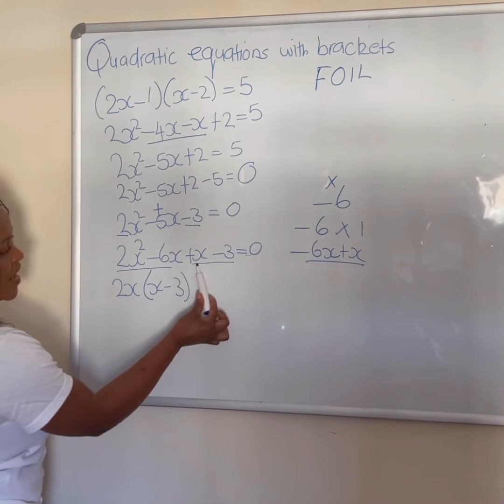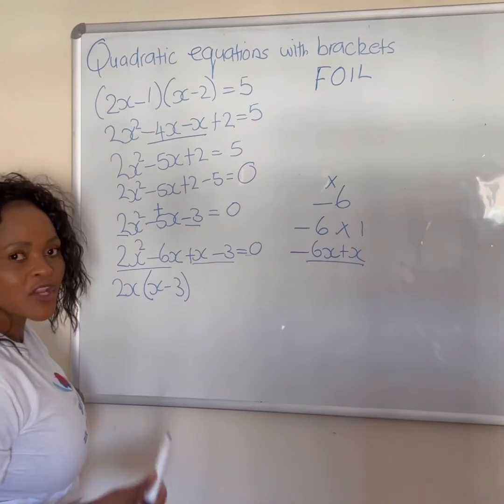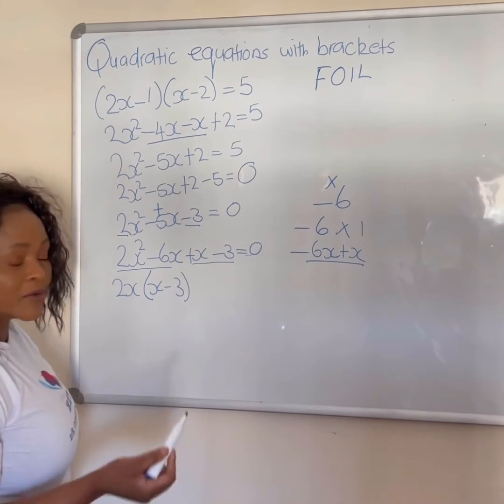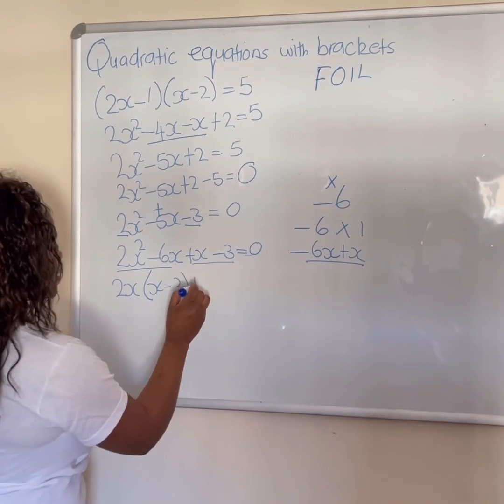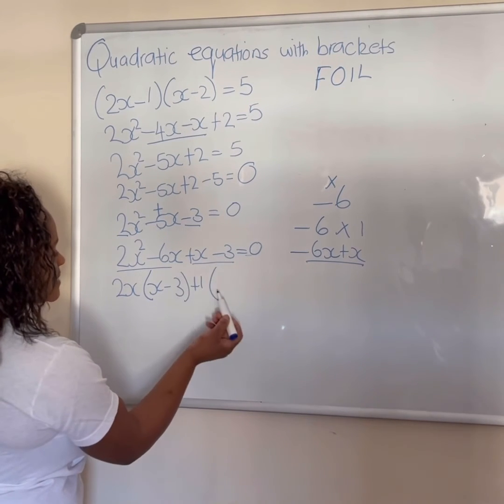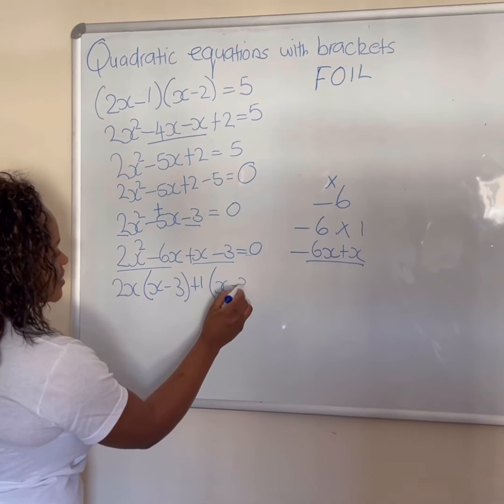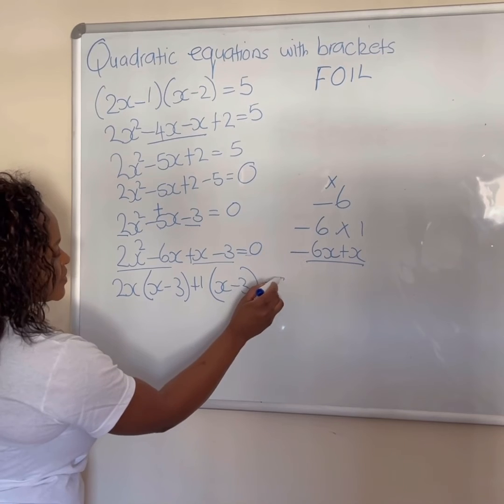On here, I don't have factors which can go into 1 and 3. So when you don't have, you always use 1. So that will be plus 1. Then I'll open my brackets. That will be x minus 3 in brackets. This should give me a 0.